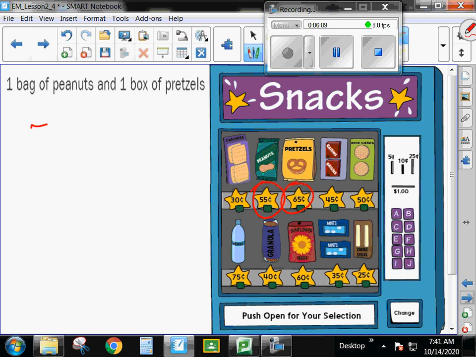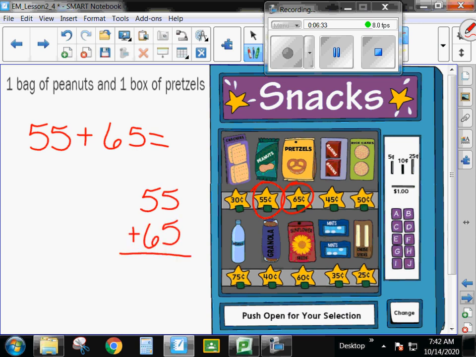So when you put those together, 55, when you put those together to add them up. Now, different strategies here, guys. You can use whatever strategy works for you. At home, your parents might have you doing this strategy. If you understand it, great, you can use that strategy. Here in class, we're not to that yet.